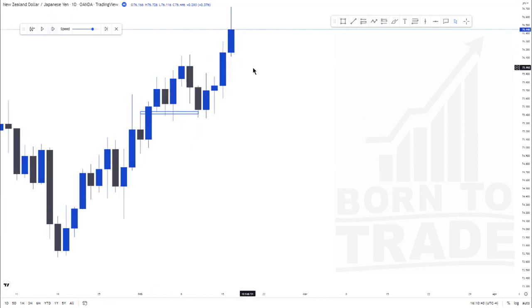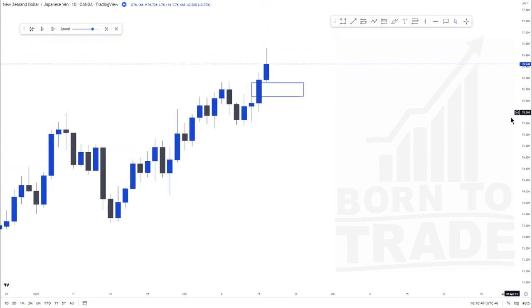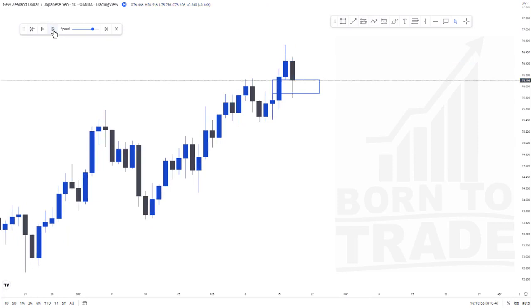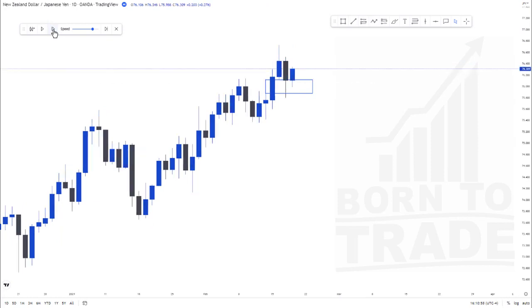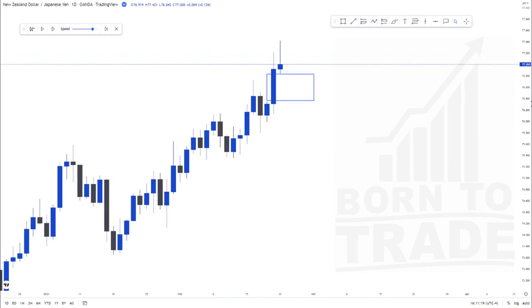And let's see, you can see price now left an imbalance right here. I hope you can clearly see that price left an imbalance right there, and we'll be waiting for price to fill it, and price filled the imbalance immediately. And what can you see here? Price left another imbalance right here.